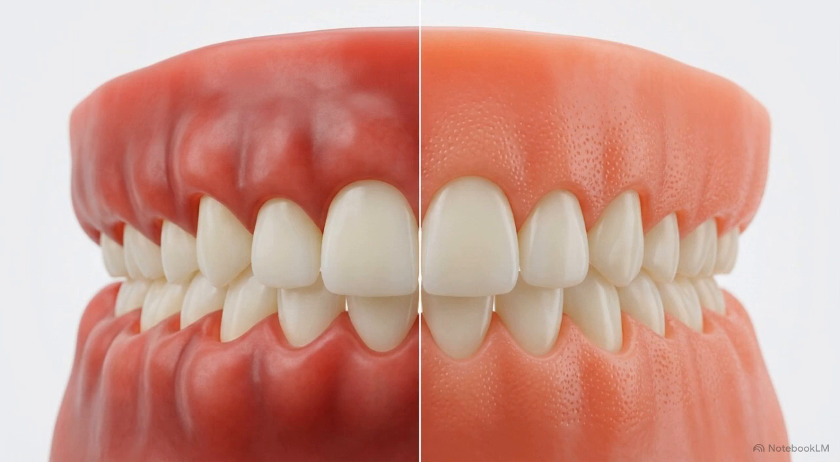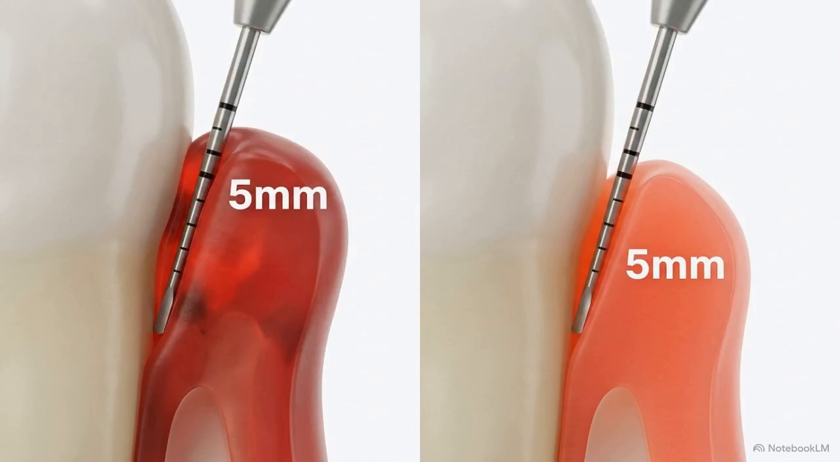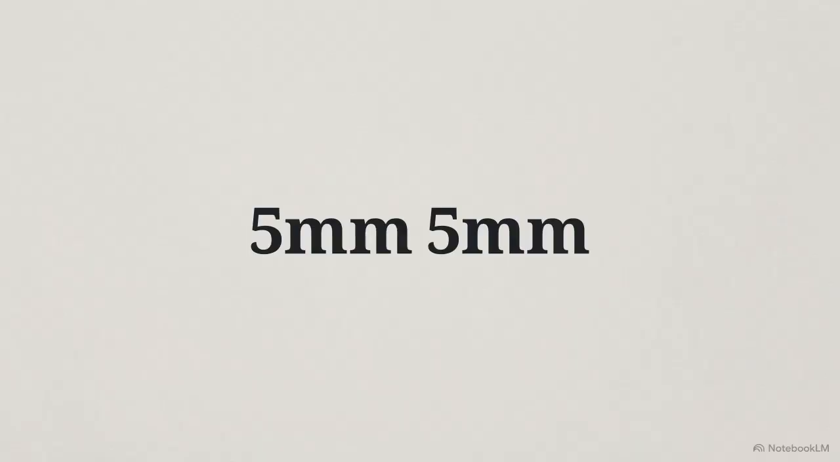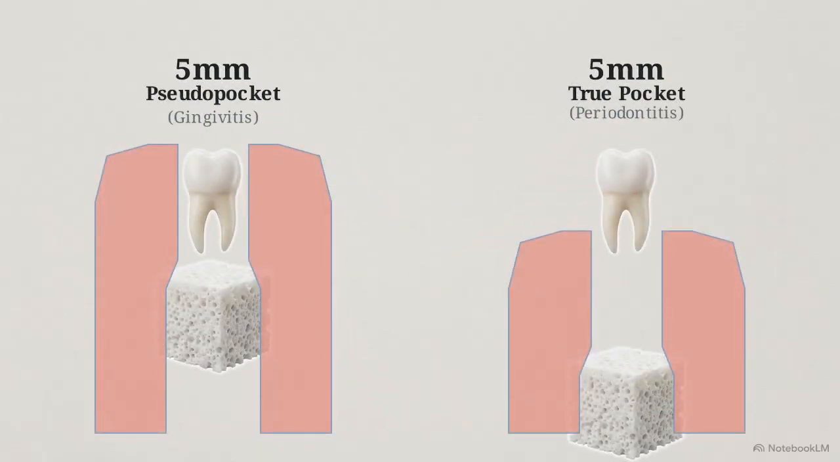Look at these two clinical presentations. Patient A presents with fiery red, swollen gingiva, while patient B has pink, firm, fibrotic tissue. When a periodontal probe is inserted, both patients register a 5 mm probing depth. These identical 5 mm readings represent entirely different structural realities.